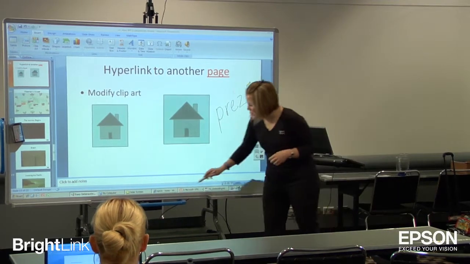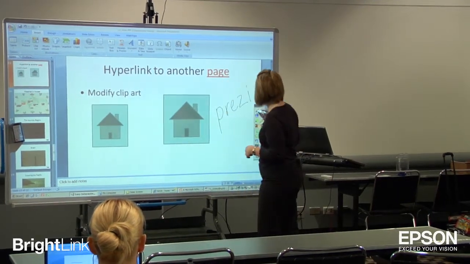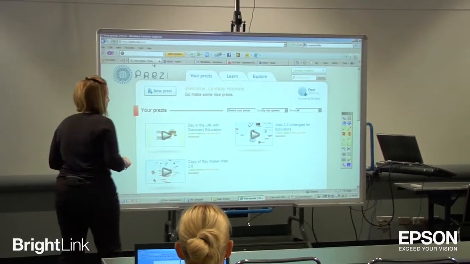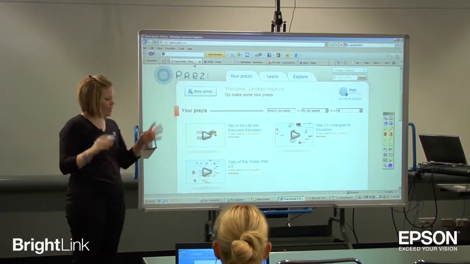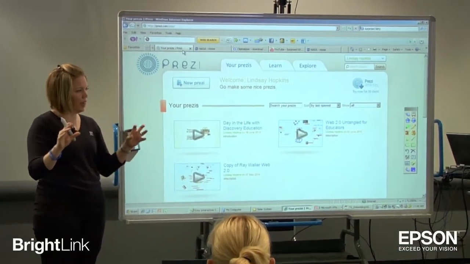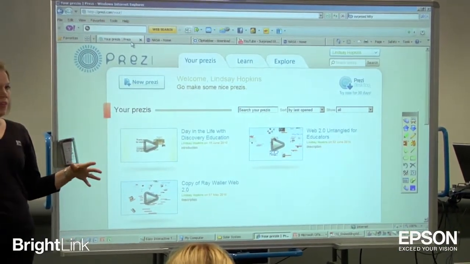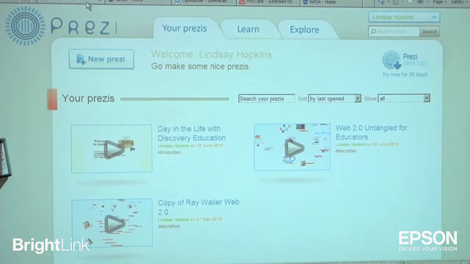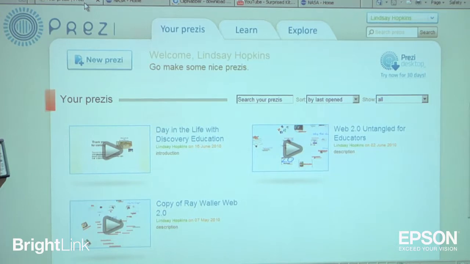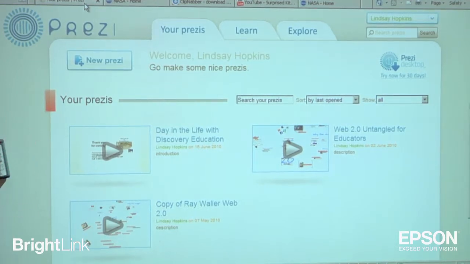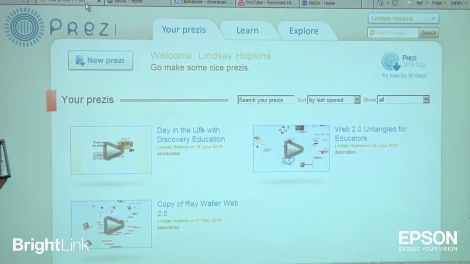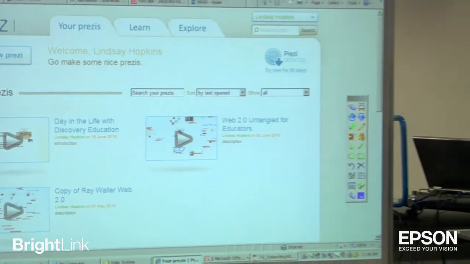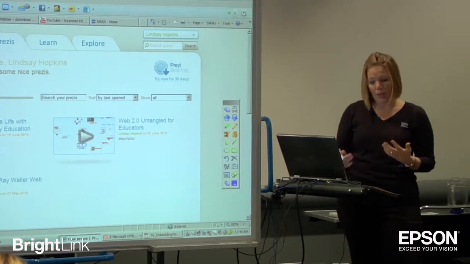All right, so let me take you to Prezi. I have my Prezi open over here. What Prezi does is it takes away that idea of slides, moving from one slide to another. The easiest way to think about it is as a concept map. Within that concept map, you can create any sort of design or path between ideas that you want. I have a couple of different examples. They can be as simple or as complex as you want.